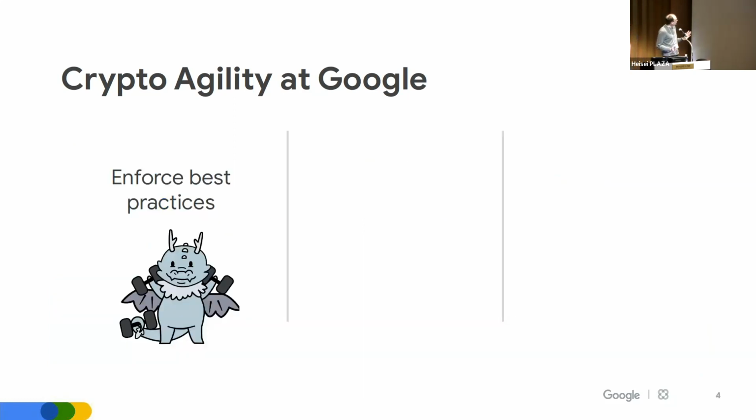But first, what are the main goals for crypto agility for us? One of the most important things for us is we want to enforce best practices so that all developers at Google can do the right thing when they use our cryptographic libraries and key management systems. So for instance, we don't want people to make bad choices on algorithms. We don't want them to choose IVs. There are a lot of different ways we try to achieve this.